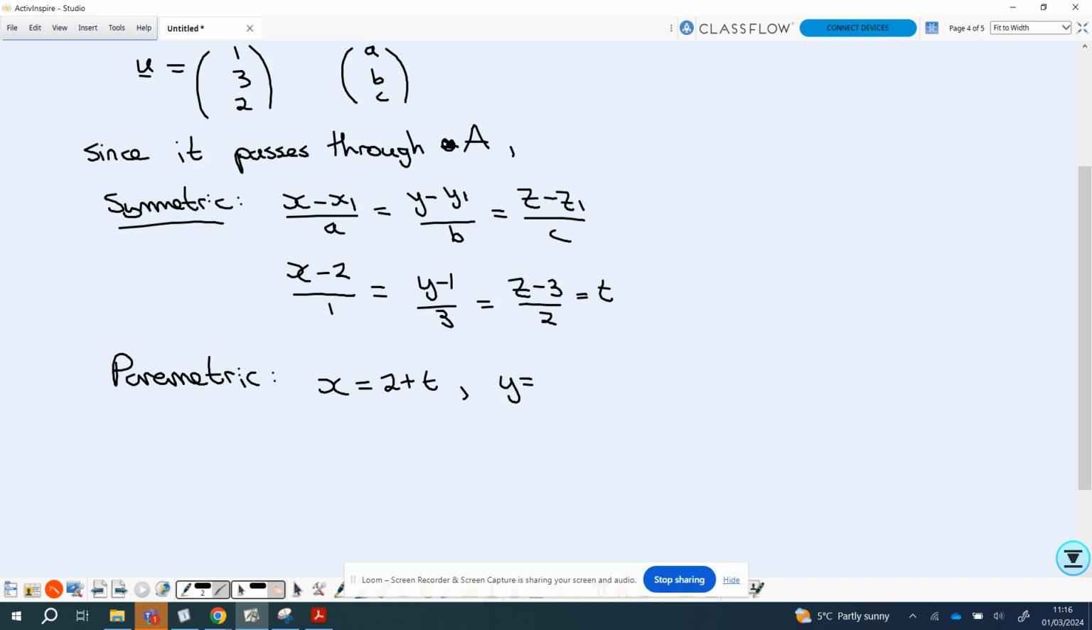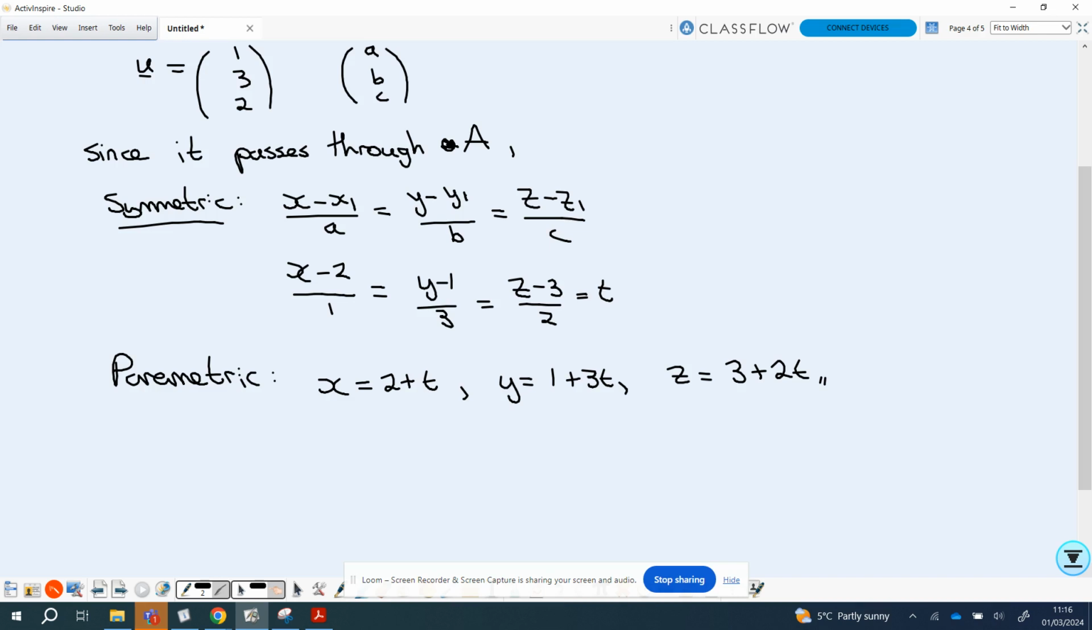For y, I would times by 3, so it would be 3 lots of t, but then I would add the 1 over, so it would be y equals 1 plus 3t. And then z, times the 2 over, so I've got 2 lots of t, add the 3, I would get z equals 3 plus 2t. So there's the 3 components for the parametric equation in that form.